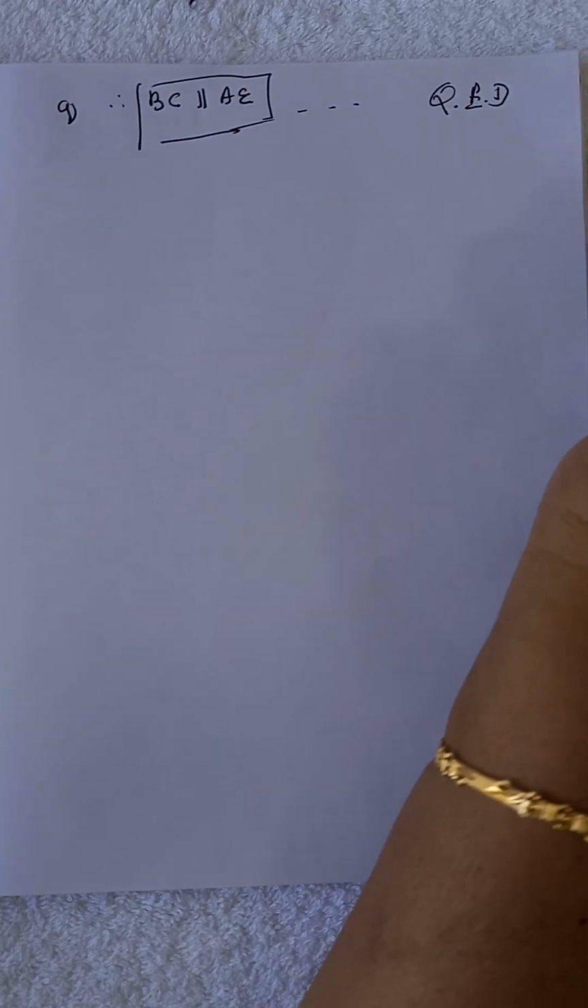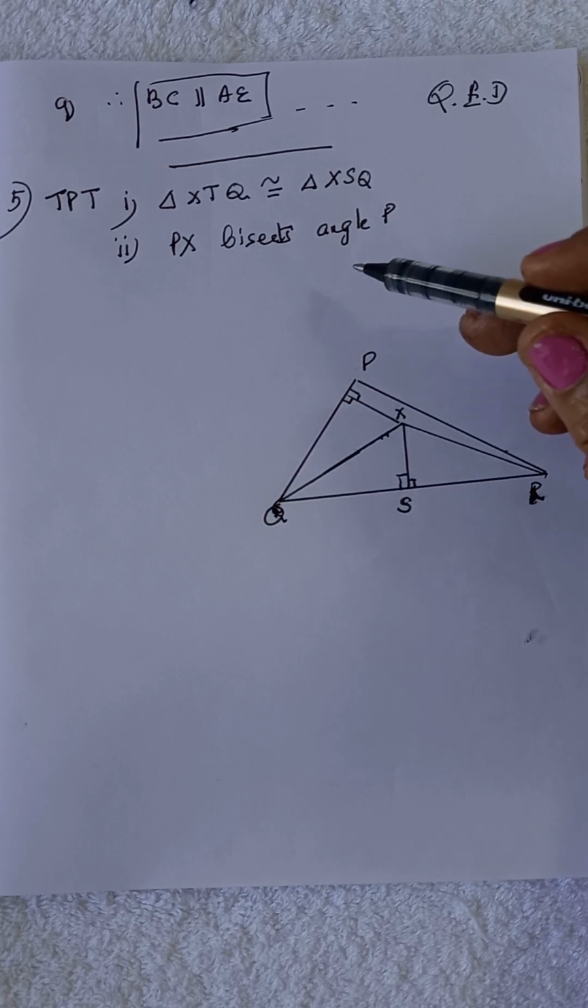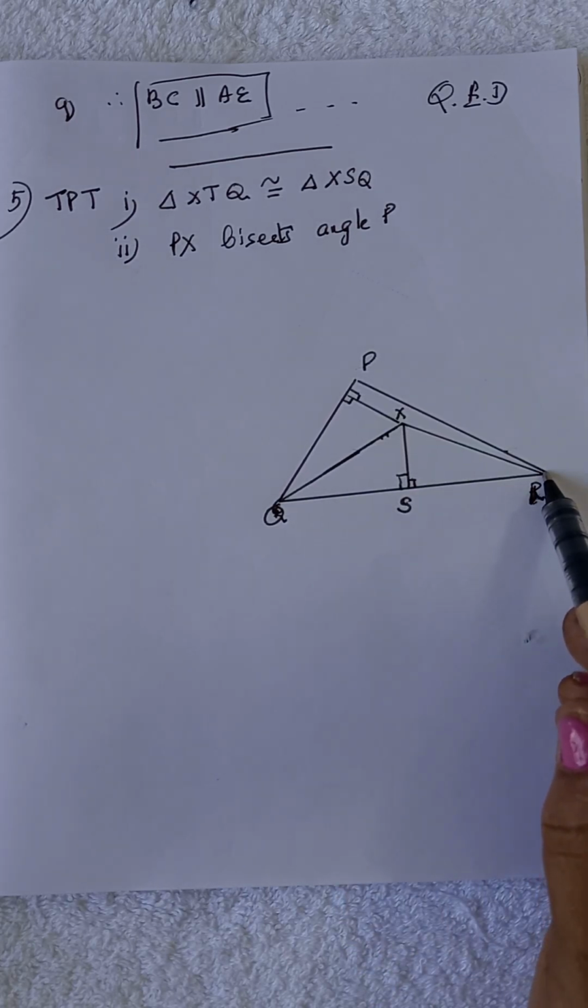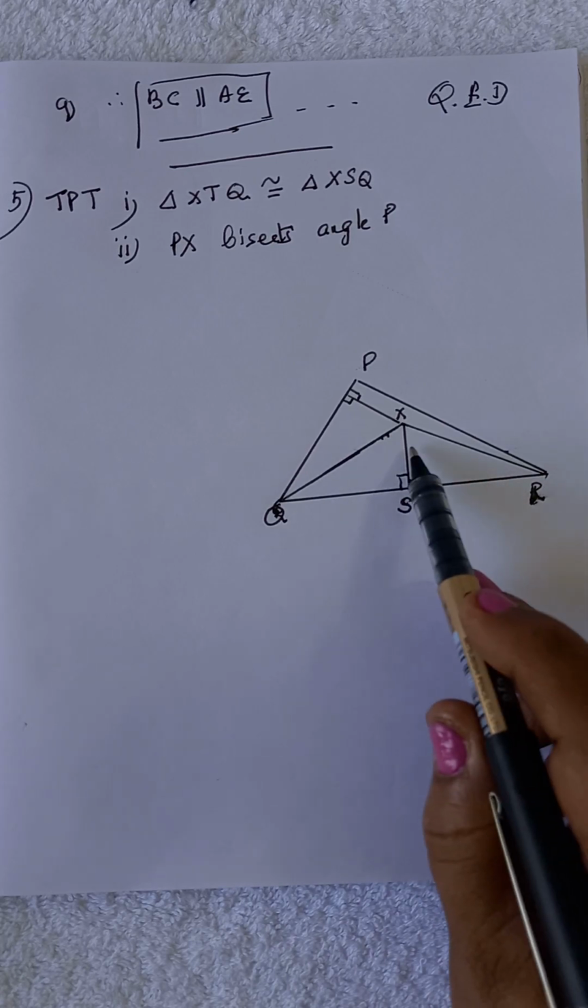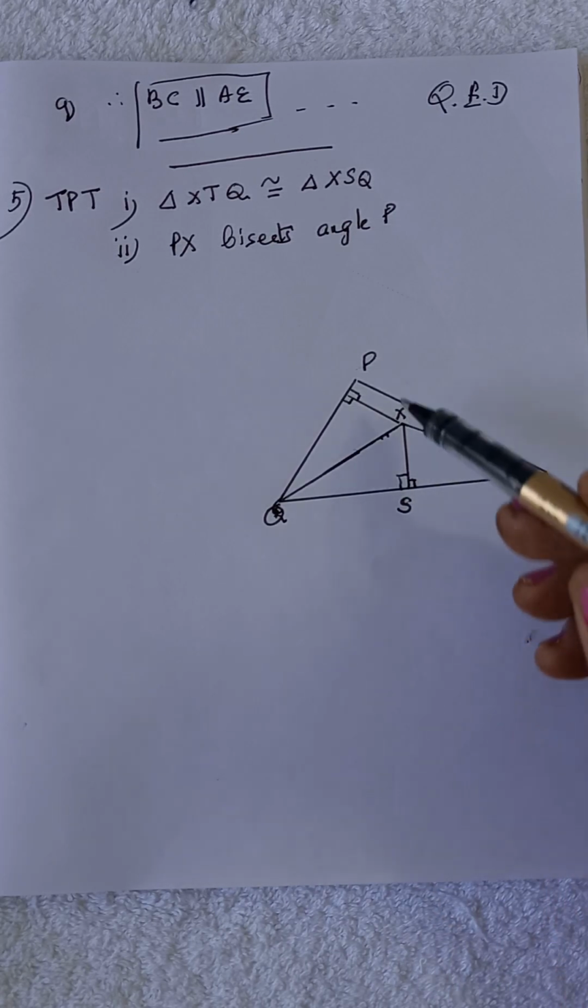Now the fifth question. In the adjoining figure, QX and RX are the bisectors of the angles Q and R respectively of the triangle PQR.